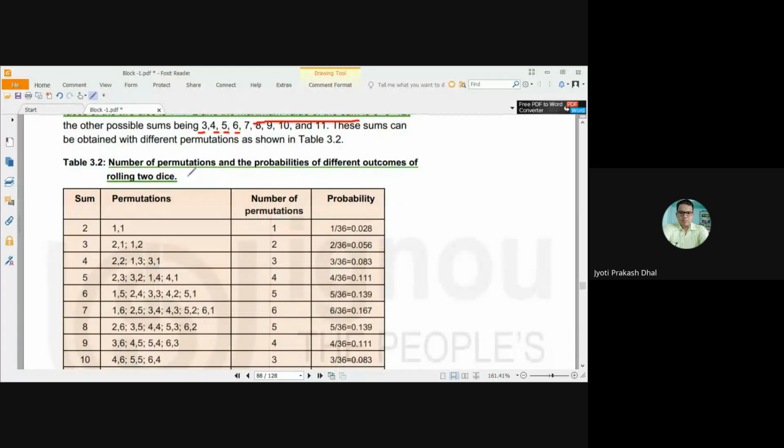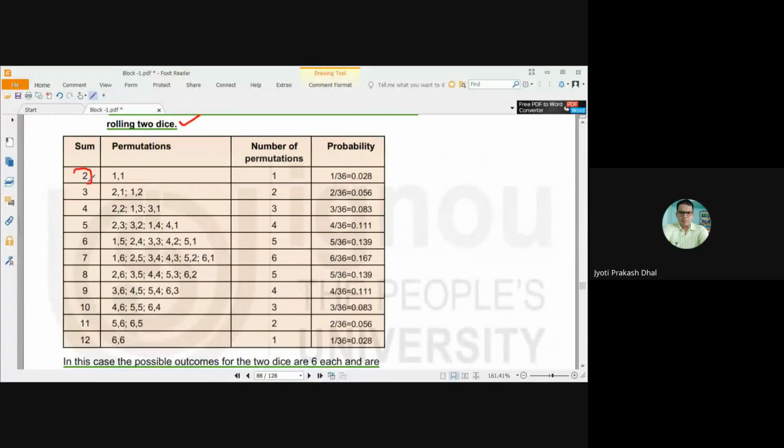So the number of permutations and probabilities of different outcomes of rolling two dice: for getting a summation of 2, the permutation is 1 and 1, and the number of permutations is 1, and hence the probability is 1 by 36, that is 0.028. For getting a summation of 3, there will be 2 permutations. Either the first dice will be 2 and the second dice will be 1, or the first dice will be 1 and the second dice will be 2. The number of permutations will be 2, and the probability will be 2 by 36.